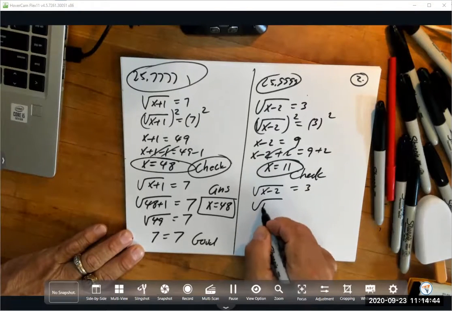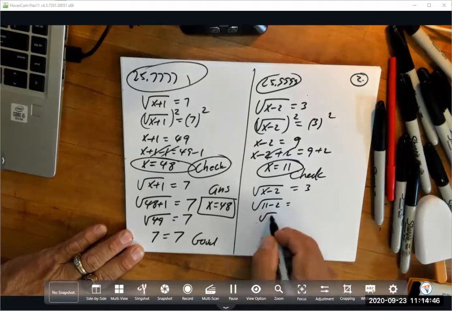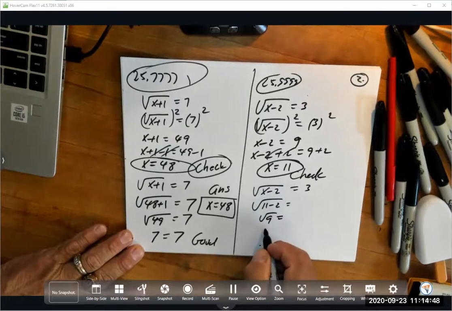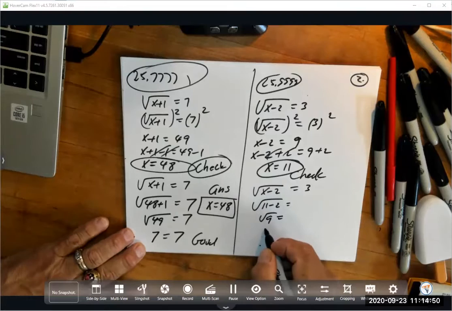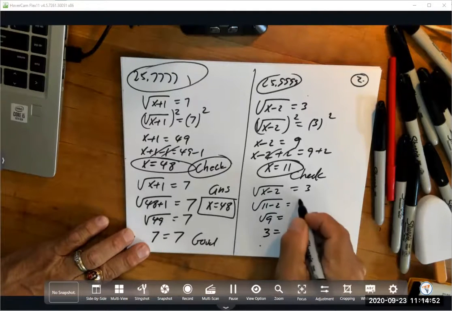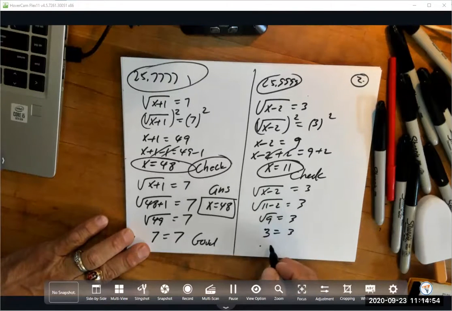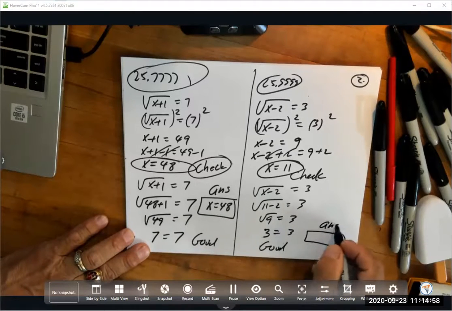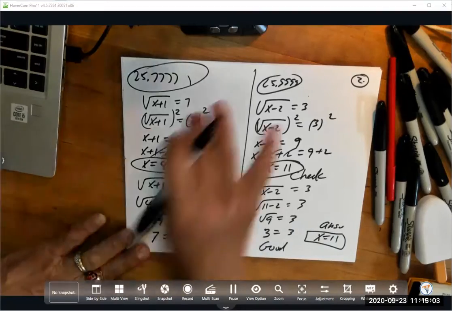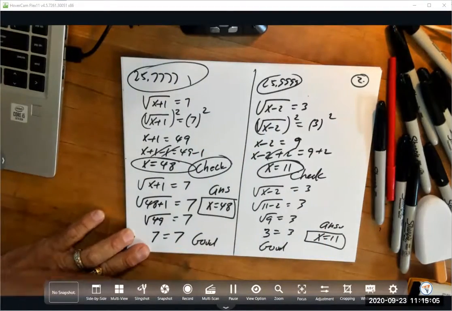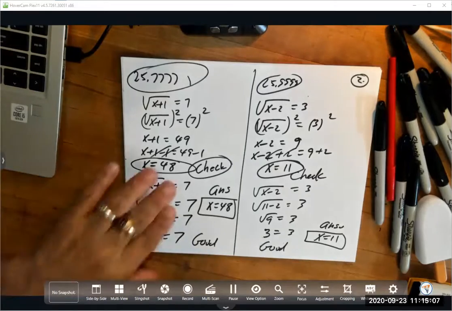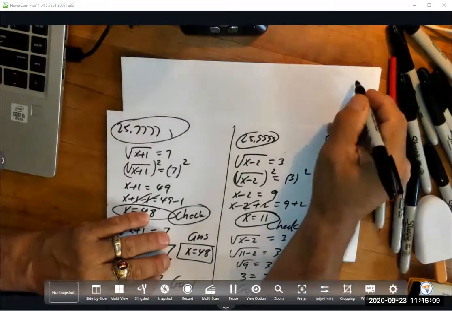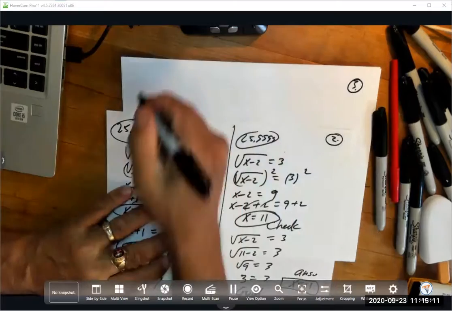11 minus 2, that's going to be 9. What's the square root of 9? 3. Do they match again? Yes or no? Yes, it's good. So the answer is x is 11. Okay, get the answer, check it. Once you get the answer, you need to check it because sometimes it works, sometimes it doesn't work. So now let me do another one like this.